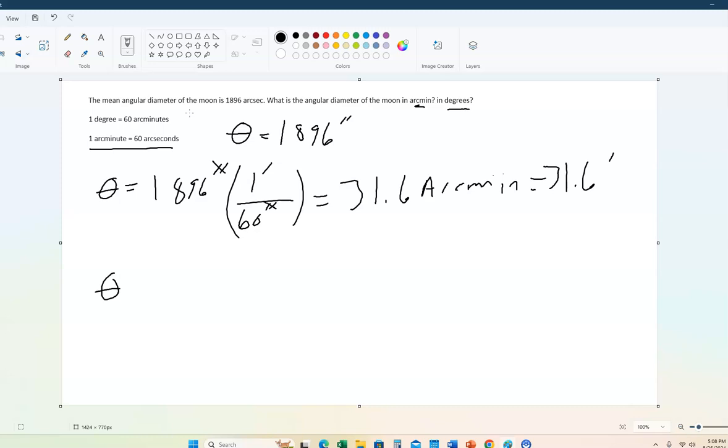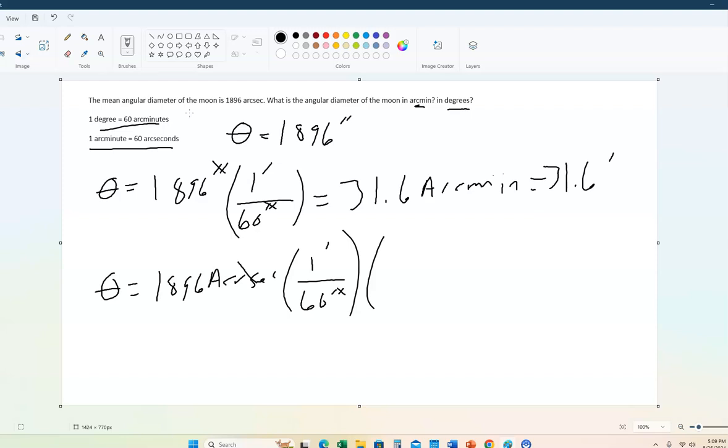So the second part, theta, is, we started out with 1,896. I'll write it as arc seconds this time. Arc sec. All right, and then I know that in 1 arc minute, there are 60 arc seconds. So this cancels this. And then in 1 degree, there are 60 arc minutes. What goes in the denominator has to cancel what's in the numerator.